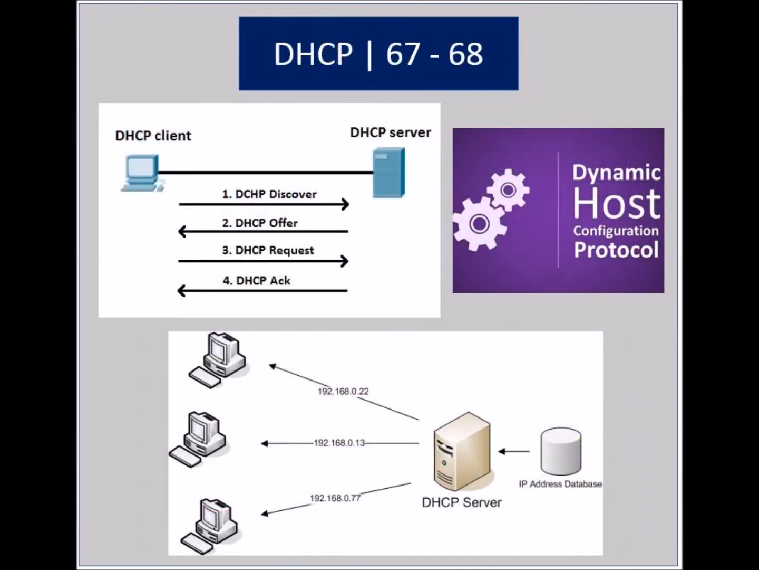In order for a system to communicate, it needs an IP address. Instead of having to assign addresses manually to each device on a network, DHCP, or Dynamic Host Configuration Protocol, is used, which assigns IP addresses dynamically to hosts. DHCP is associated with port number 67 for servers, and 68 for clients.